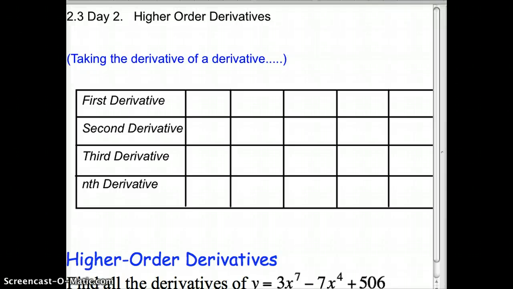Hey guys, these are the notes for 2.3 day 2. A couple things to keep in mind.